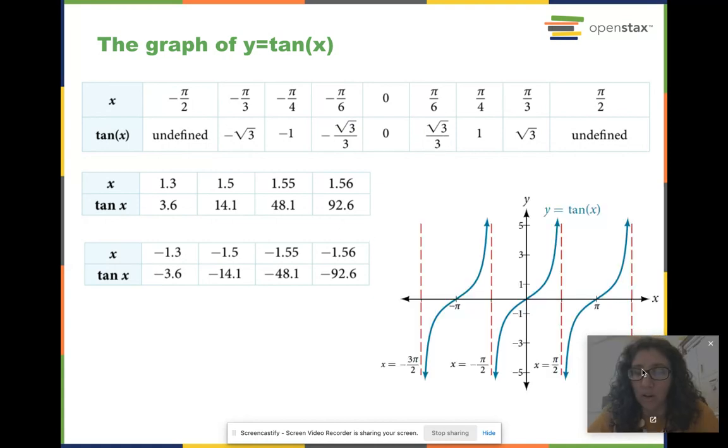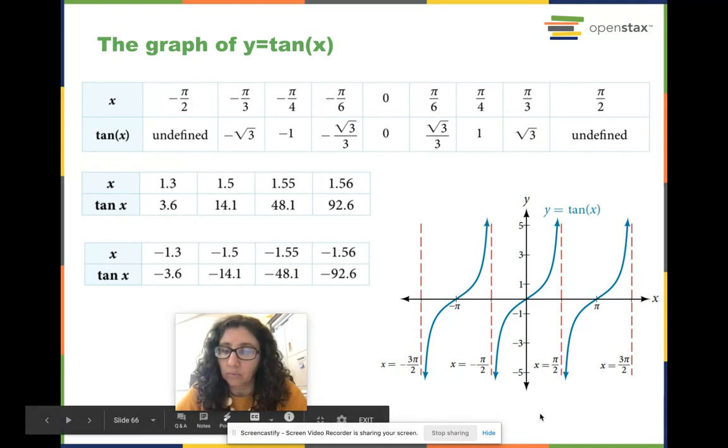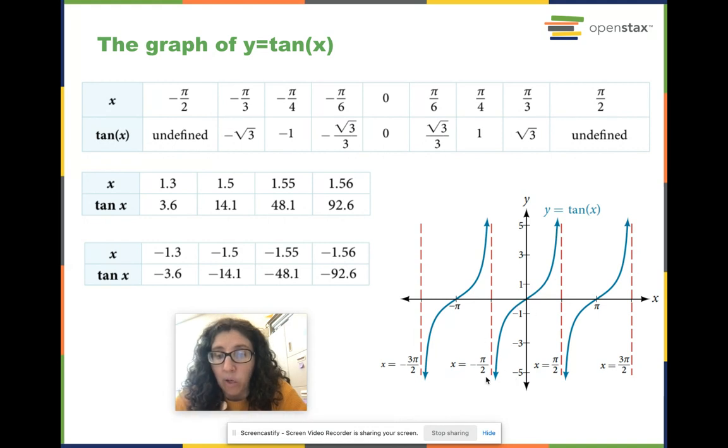Let's put it all together. Here's what our graph is going to look like. Let's think about all the things we've talked about here. It has vertical asymptotes at negative pi halves and pi halves because it's undefined there, right? And just remember, these are the places where cosine is 0.